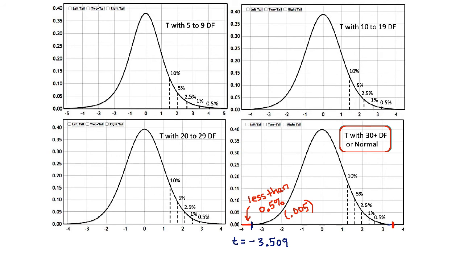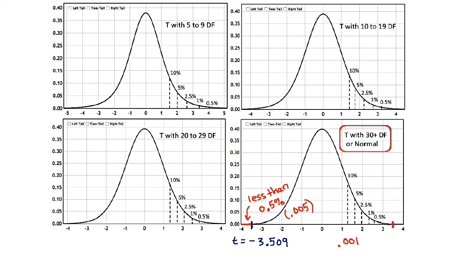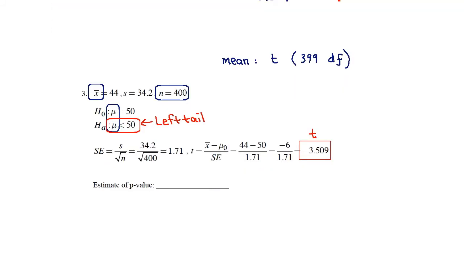It looks like it's substantially less, so I'm going to go all the way down to 0.001 as my rough estimate of the p-value. So my rough estimate of the p-value for this left tail test is 0.001. We can see it's a very small p-value, and we would reject the null hypothesis for pretty much any significance level that we're given, or we would say that we have very strong or overwhelming evidence for the alternative hypothesis.